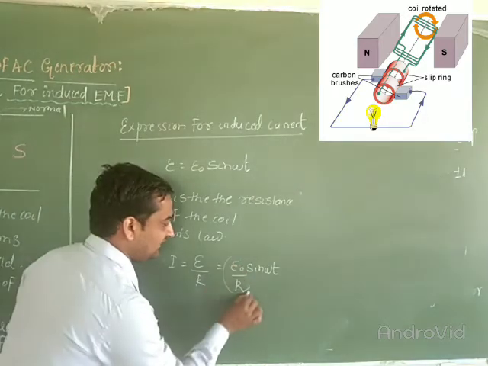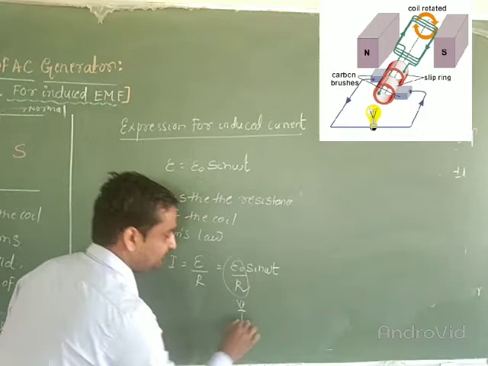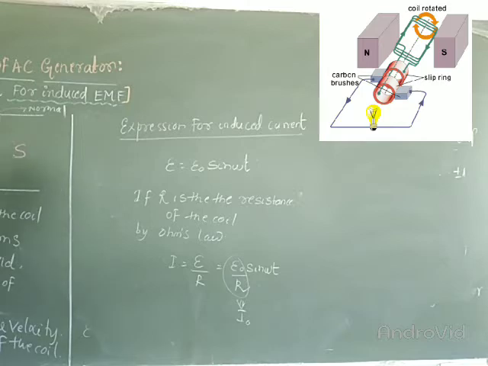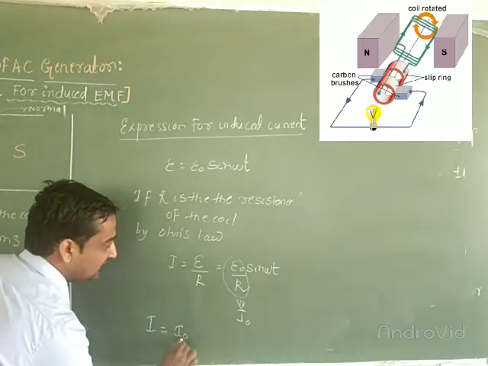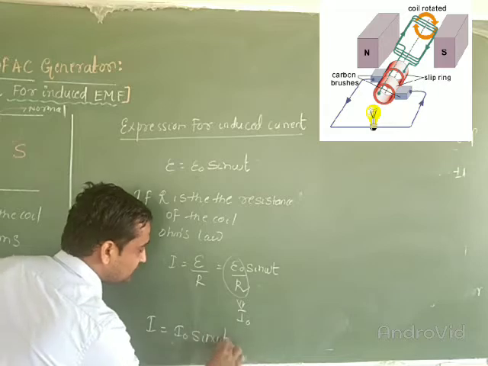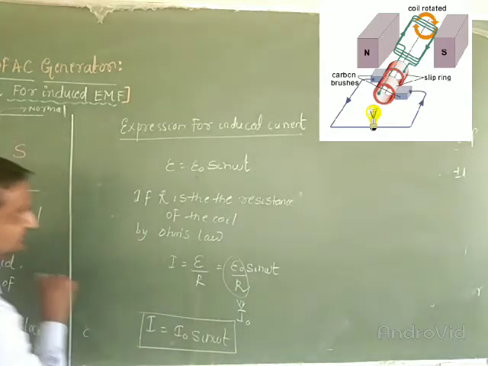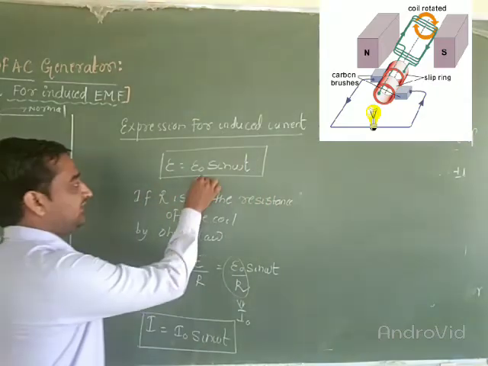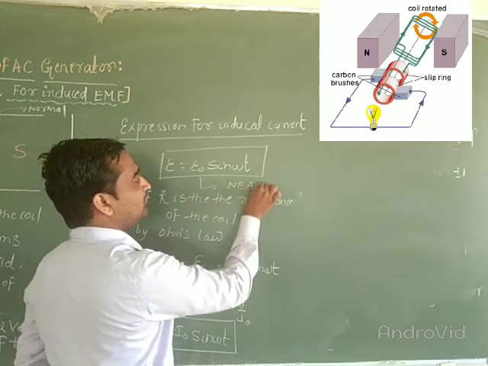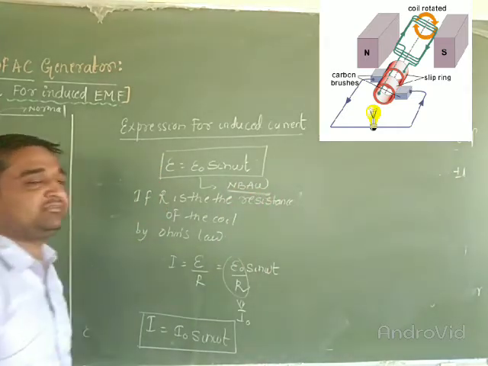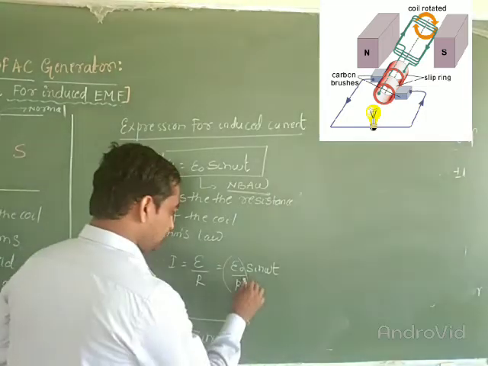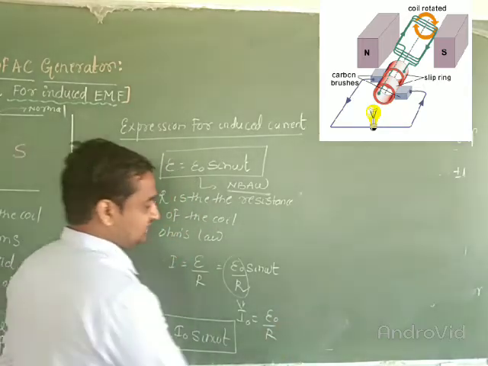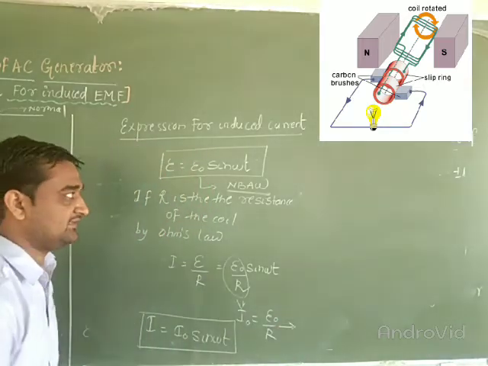So E naught divided by R is equal to what here? This is I naught, that means the peak value of the current, or the maximum value of the induced current. Therefore I is equal to I naught sin omega t. This is the expression for the induced current, and this is the expression for the induced EMF. Here E naught is equal to N B A omega, the maximum value of the induced EMF, and I naught is equal to E naught divided by R, the peak value of the current.